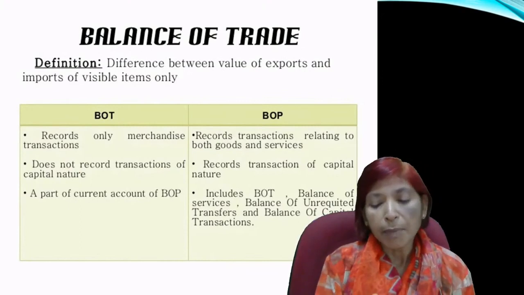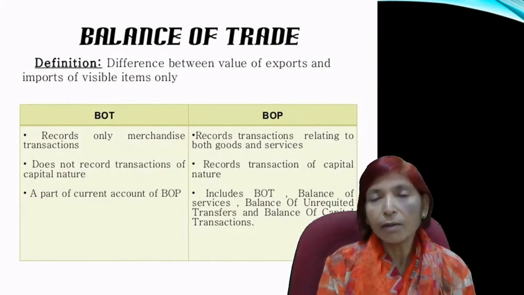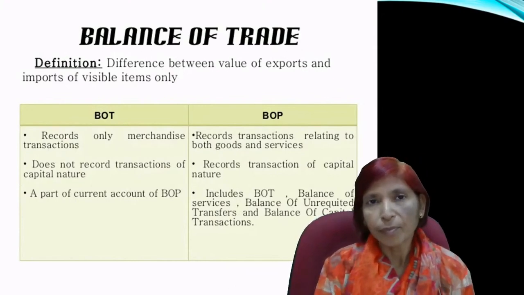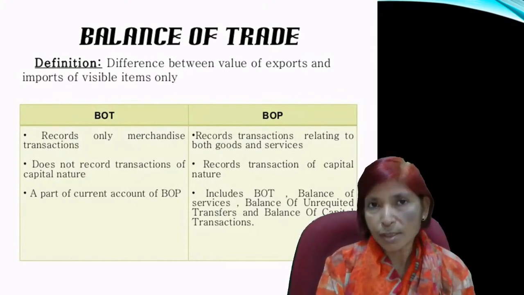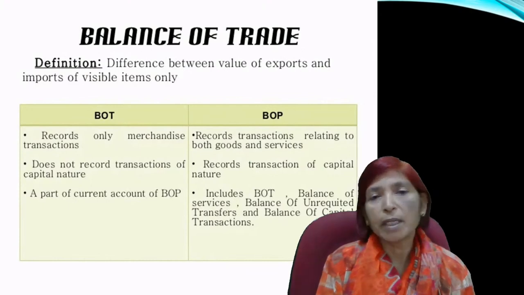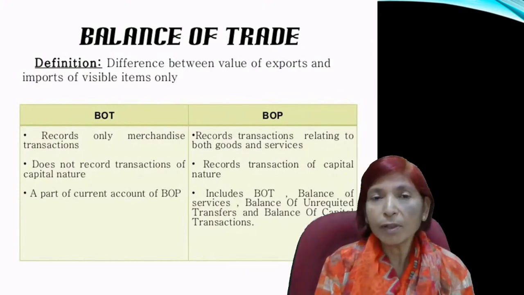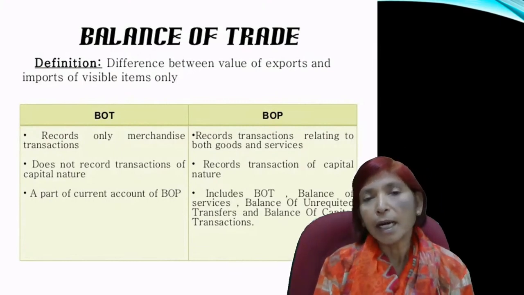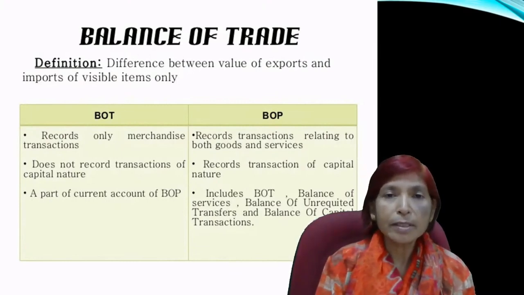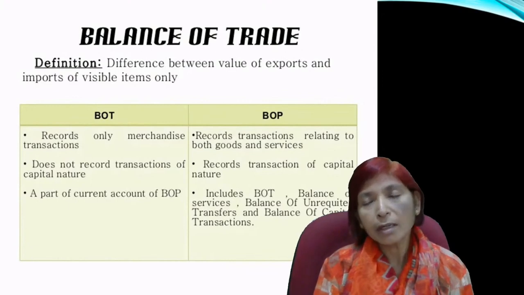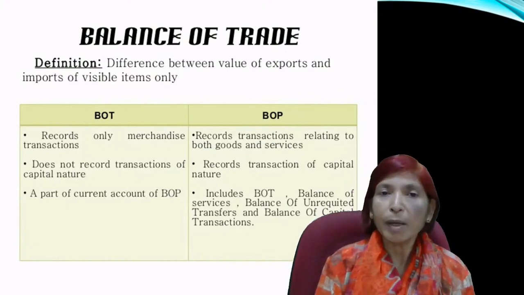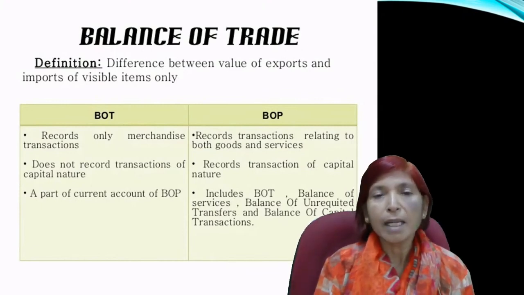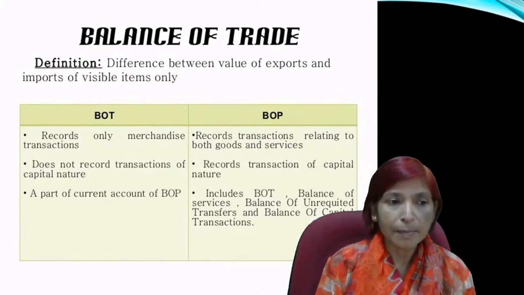It means balance of trade includes only visible items of exports and imports, or merchandise or goods, which can be seen, which can be touched. But balance of payment includes both items of trade, visible and invisible, like goods and services. Both are included in balance of payment. So balance of payment is a broader concept and balance of trade is a narrow concept.